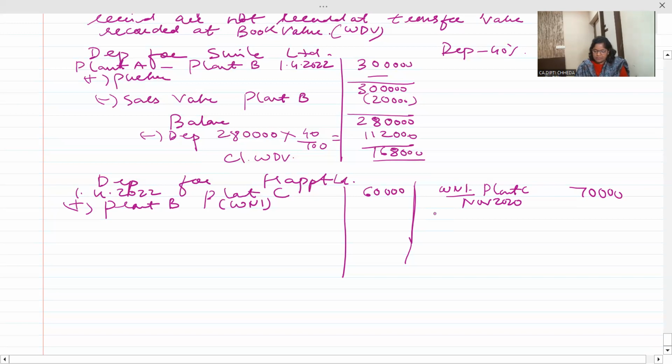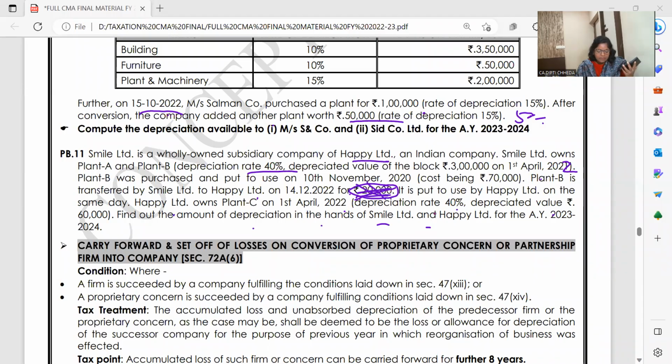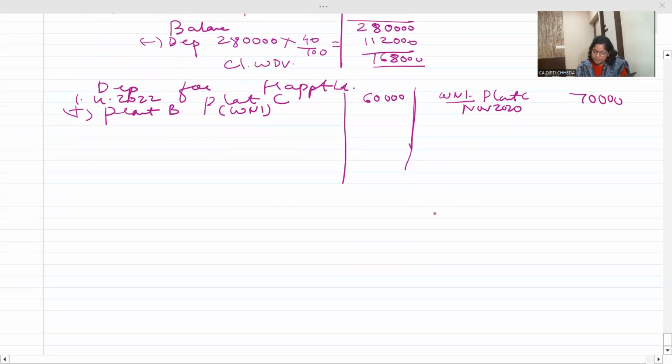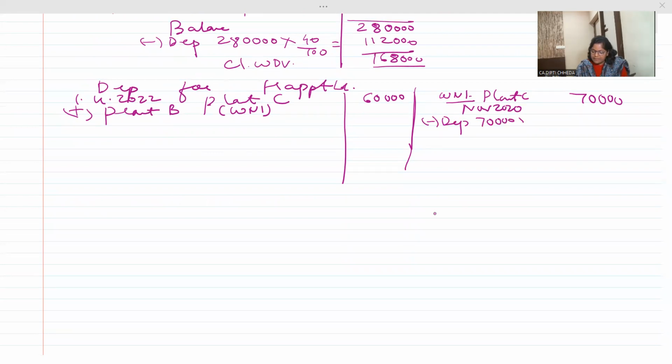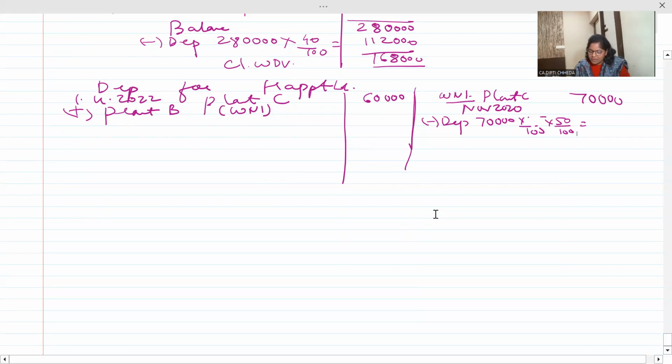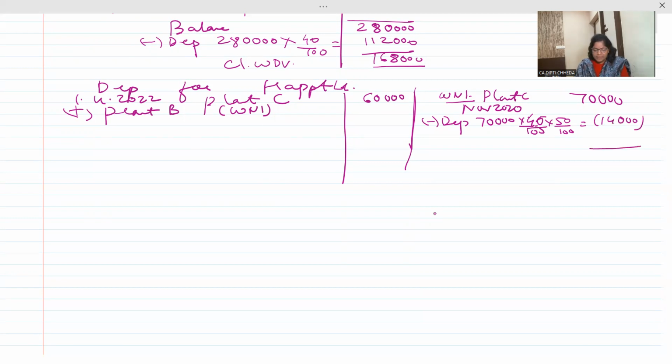70,000 into 15%, 50% of that, 5250. Correct? Arey, why am I taking 15%? Really sorry, this is 40%. It is 40%, right? So 40% of 70,000 is the depreciation, and half of it. Why half? Because it is purchased in November, it is used for less than 180 days. So what is the WDV as on 1st April 2021? 56,000.